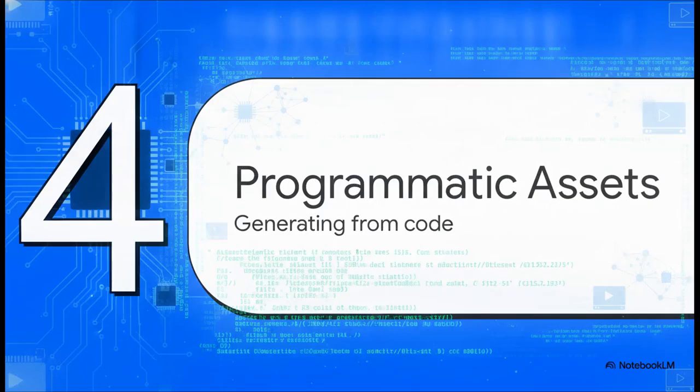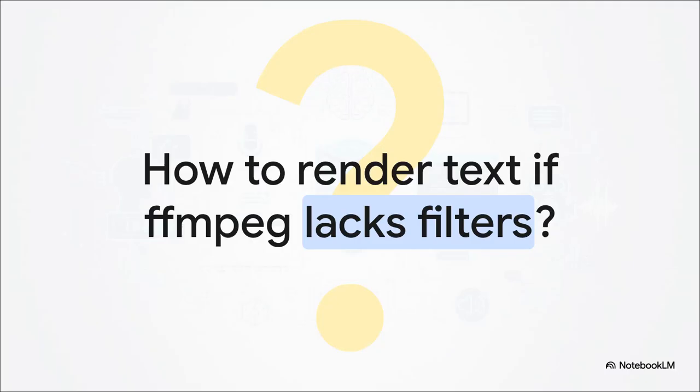Section 4, Programmatic Asset Generation. Let's see what happens when standard command line tools fail, because cutting is one thing, but making it visually engaging is a whole different beast. The creator really wanted those trendy, one word at a time, pop-in captions, but they hit a major technical roadblock. The specific version of ffmpeg installed on the machine actually had its text rendering capabilities completely stripped out. It simply could not draw text onto the video natively.